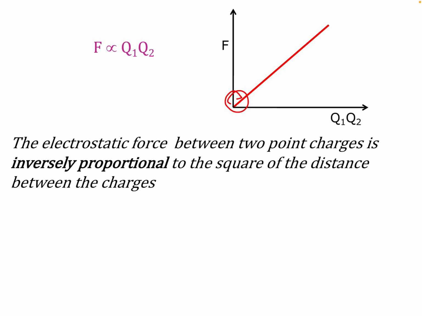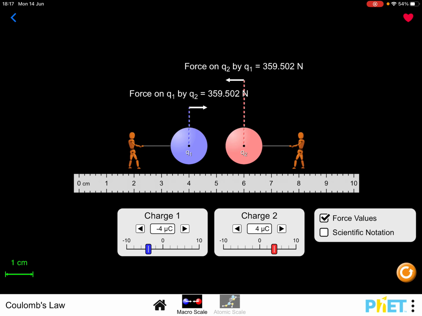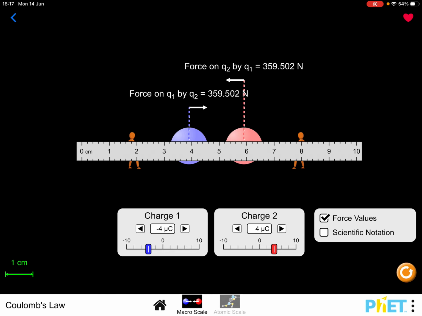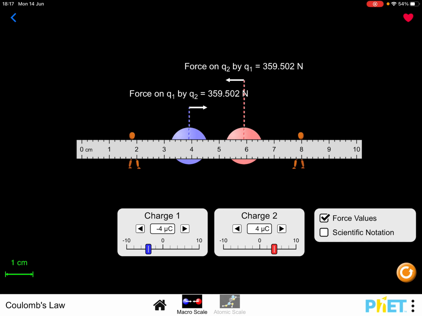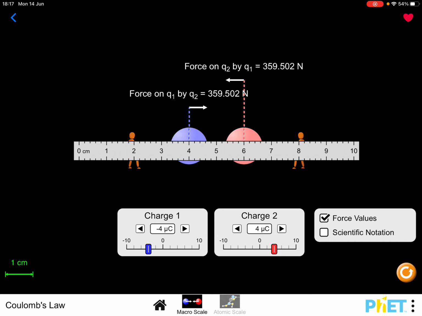Now, we're going to look at what happens with the distance. So we're going to go back to this. I'm going to keep it as 4. Currently, if you look at my distances, they are 2 centimeters away from each other. Okay? Now, I'm going to double that distance. So I'm going to make them 4 centimeters.